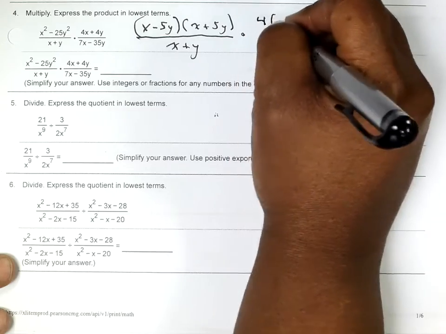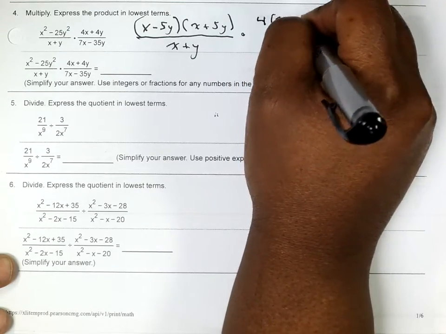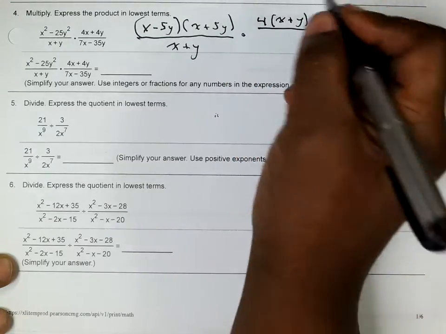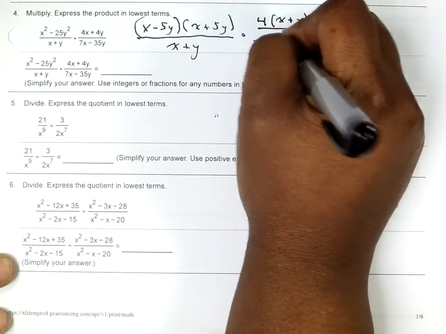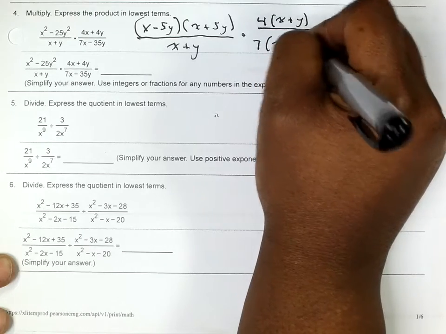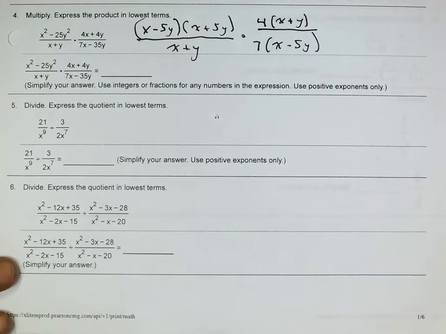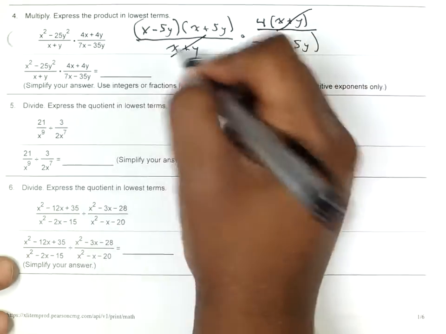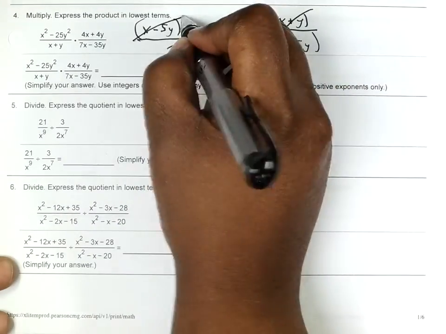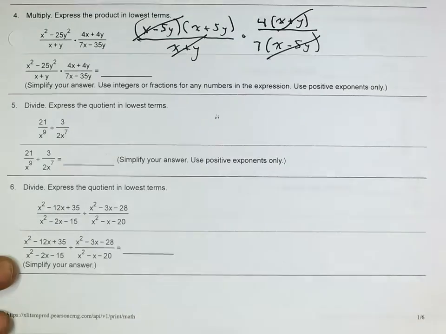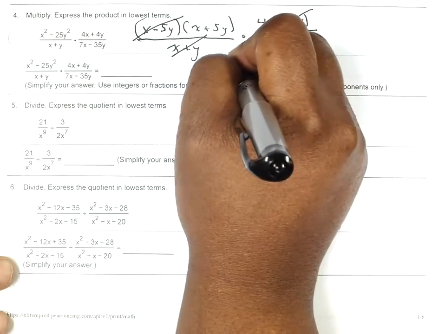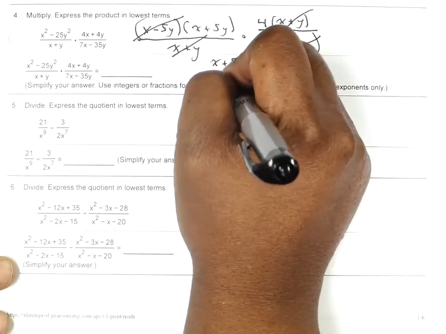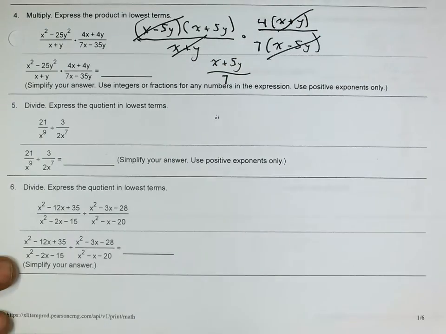In the next numerator, I have a greatest common factor of 4, so I can take that 4 out. On the bottom, I have a greatest common factor of 7, so when I factor that out, I have 7 times x minus 5y. So this x plus y and x plus y cancel. X minus 5y and x minus 5y cancel. So I'm just left with x plus 5y on top and a 7 on the bottom.